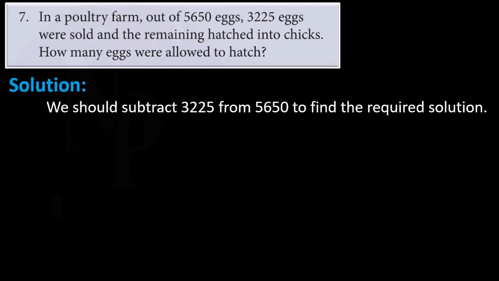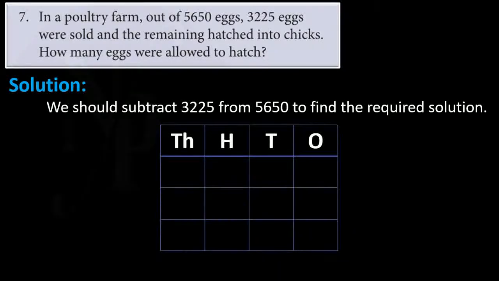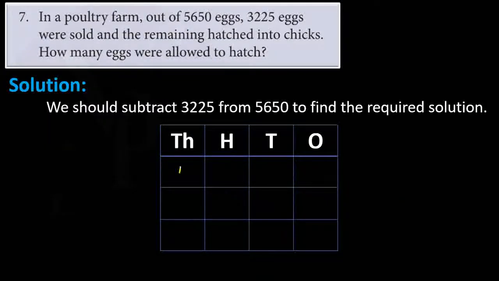So what we should do is subtract 3225 from 5650 to find the required solution. So we will write down the numbers in the place values table appropriate to their place values.